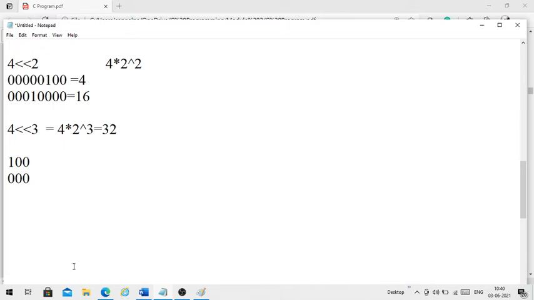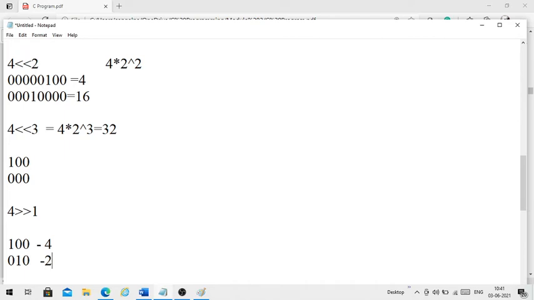Another thing we will check: the same thing, I want to perform a right shift, a right shift of 1 time. What happens? This is my number 4. If I right shift, this 1 will be shifted towards the right. So 1 is here. This will be the result. This is 4 and this is 2.